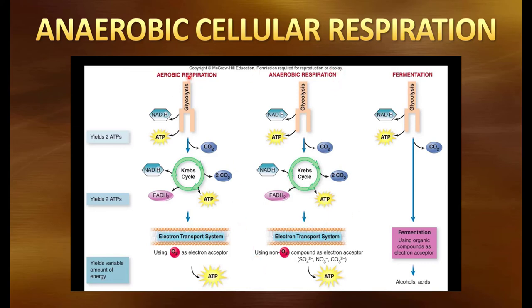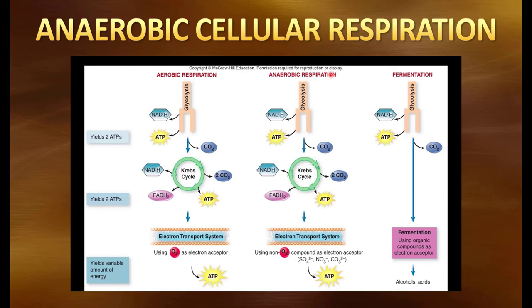Over on the far left, we have aerobic respiration. Aerobic cellular respiration, we had glycolysis, we went through the citric acid cycle, we did electron transport, we used oxygen as our final electron acceptor. Over here in fermentation, it was still anaerobic because we didn't use oxygen, but we also didn't go all the way through the complete breakdown of the sugar. We ended up with either lactic acid or alcohols. Here in the middle, we have anaerobic cellular respiration.